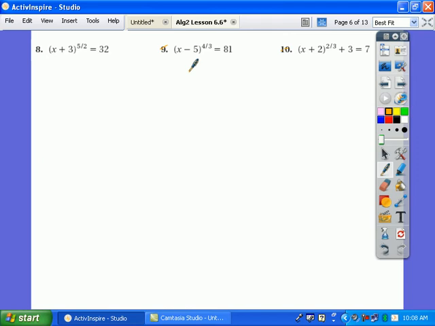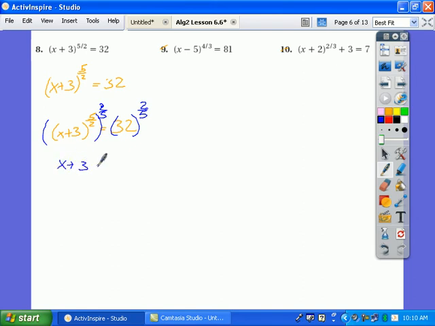So we need to take both sides to some power. The power should be the reciprocal power, so the 2/5 power. And whatever I do to one side, I must do to the other. So this gives us x plus 3. The 5/2 and the 2/5 cancel out, and now I'm left with 32 to the 2/5 power. The 5th root of 32 is 2, and 2 squared is just 4. So 32 to the 2/5 power should just be 4.